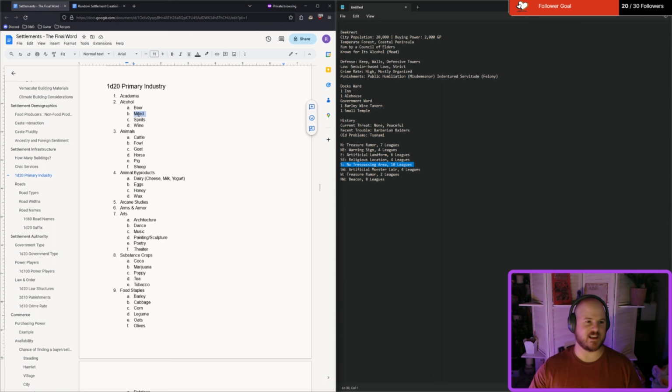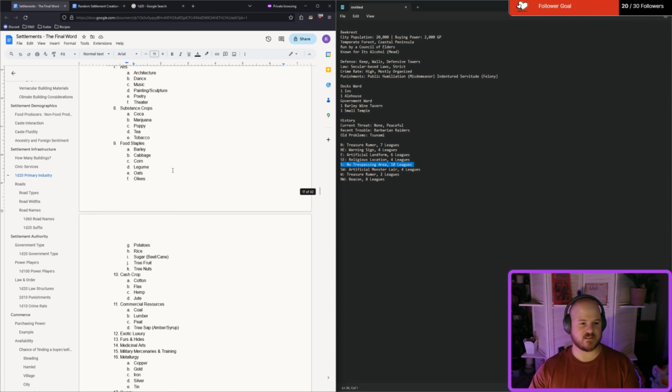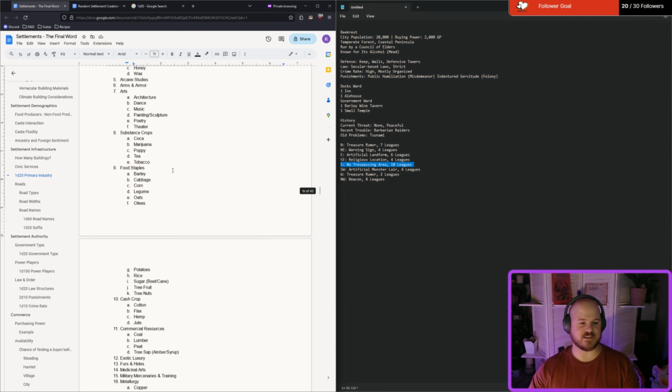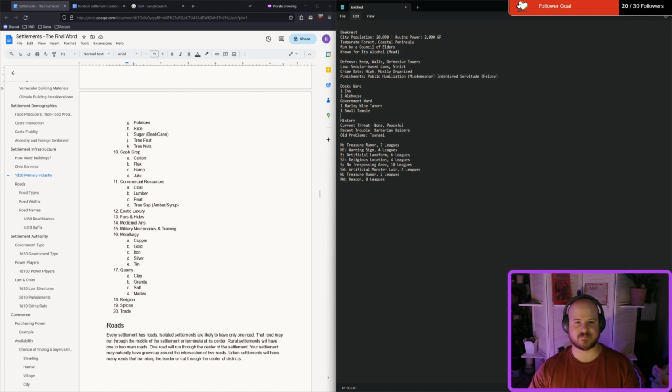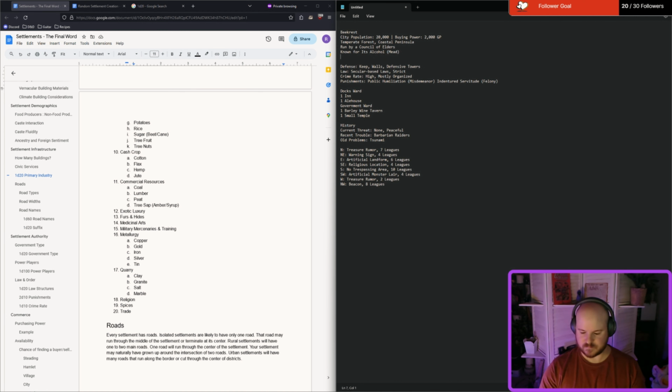We could beef this up a little bit. So I rolled a 14. Oh, okay, so their primary export is medicinal. Let's put it in here. But it's not really what the city is known for, which is kind of interesting.